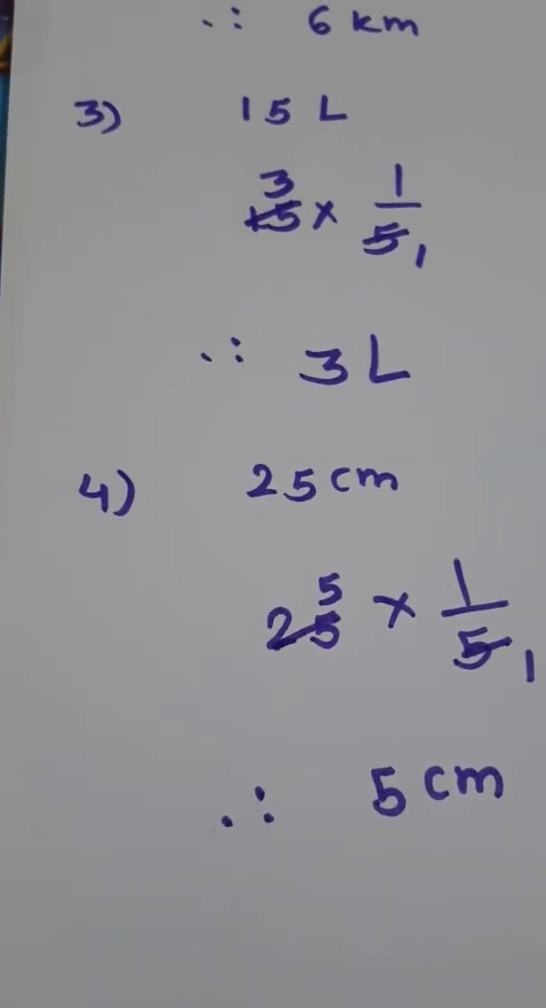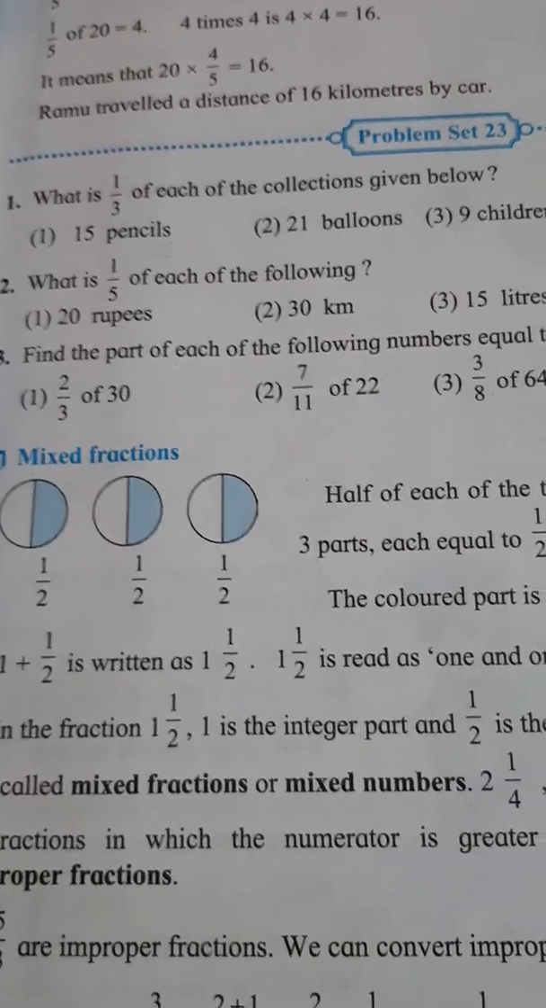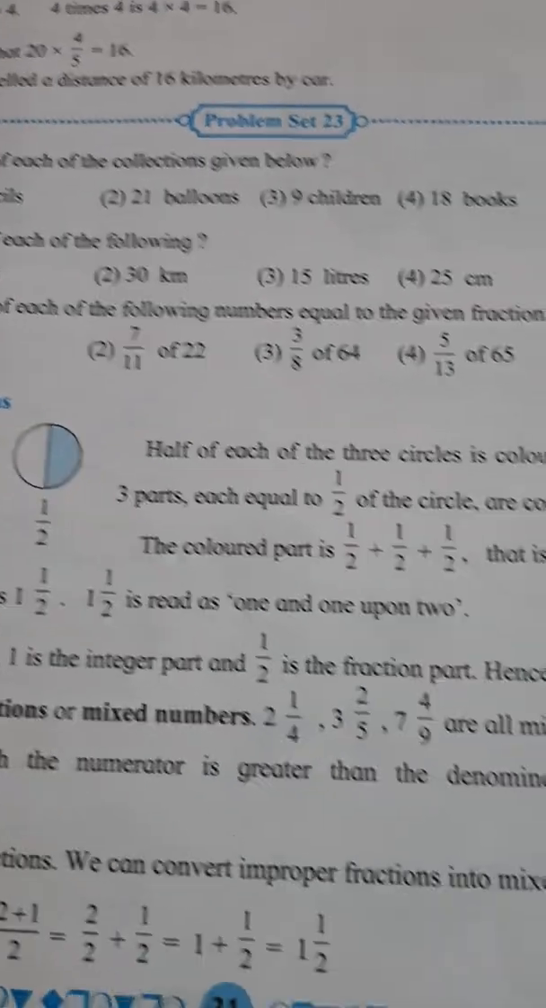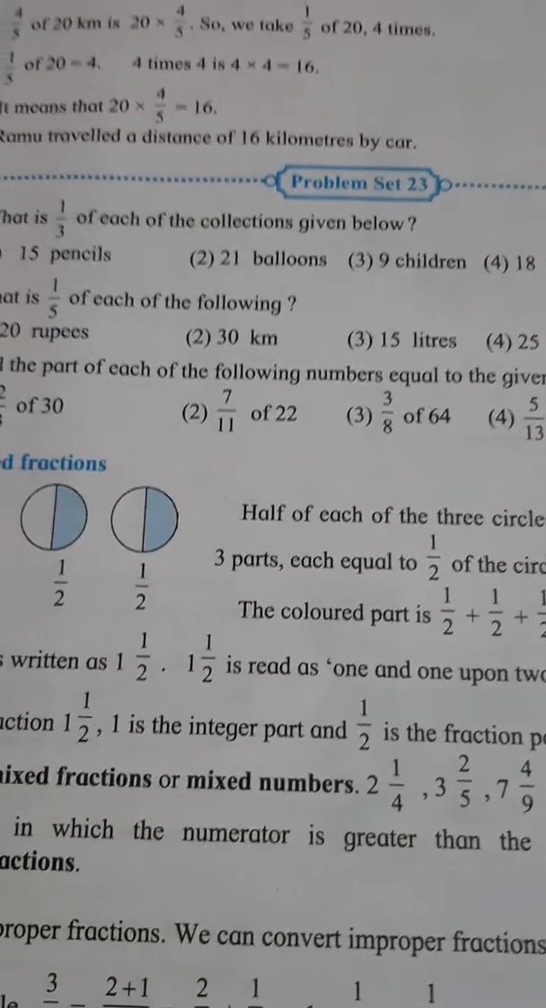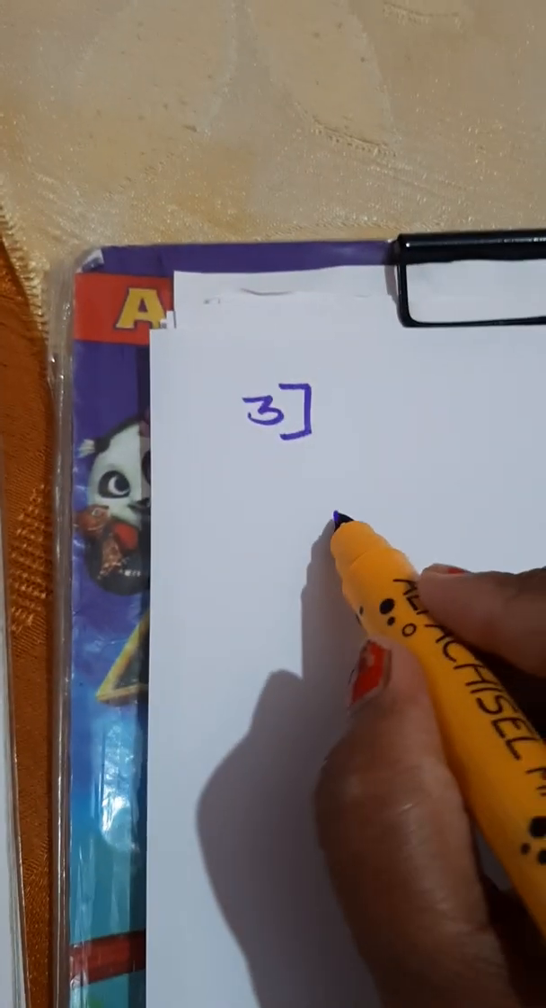Let's see the third question. By the same way, the same method we are using here. You will find it very simple. Third question. Find the part of each of the following numbers equal to the given fraction. From the third question, first one.